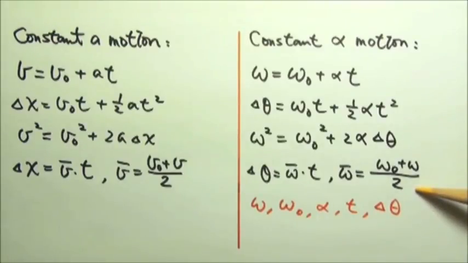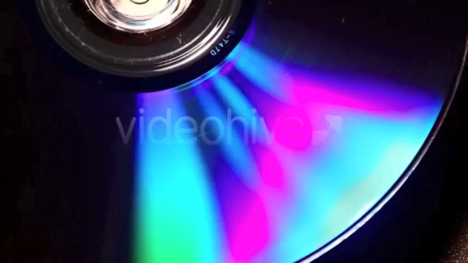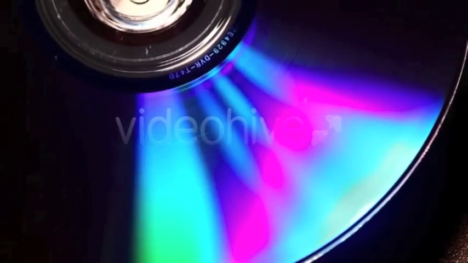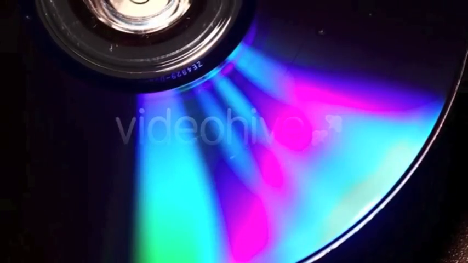And change in theta equals the average omega times t. Average omega equals the initial omega plus the final omega, over 2. Also, when we track the length of a compact disk, it is an important example of relations between angular and linear quantities.